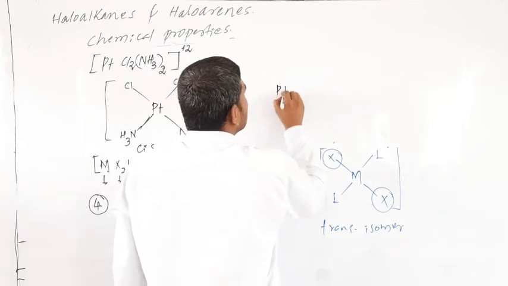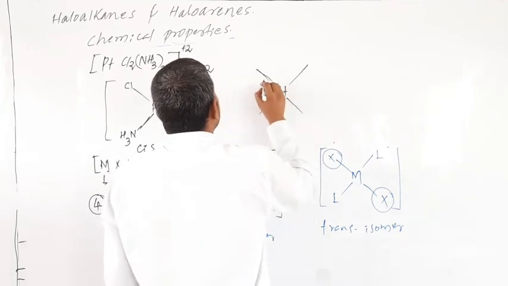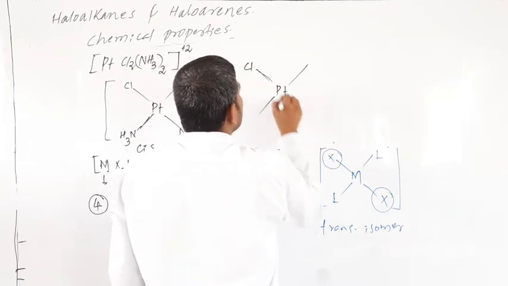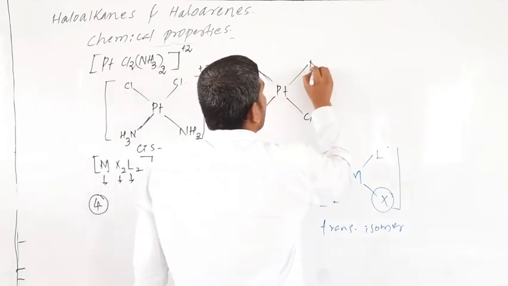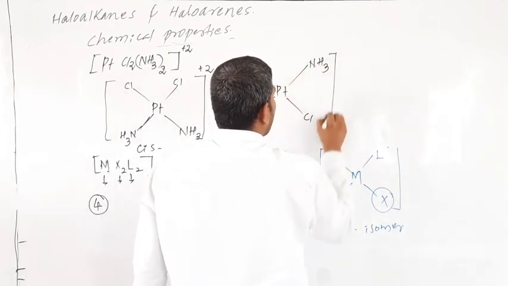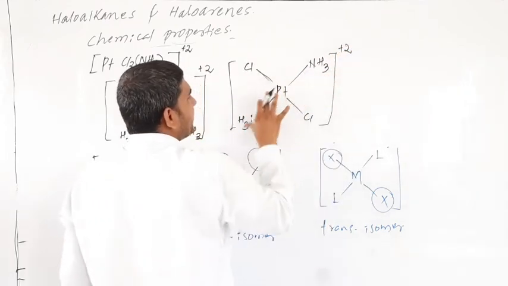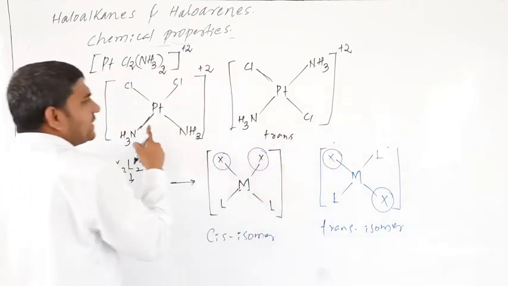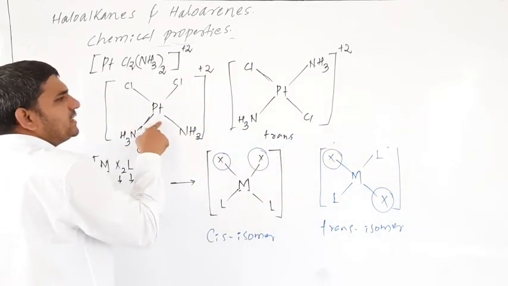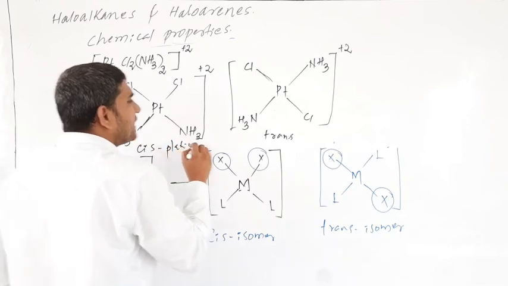And trans, how to write trans? Cl opposite to each other. Over here the ligands are the same, and the ligands are opposite. This is trans. Actually, this is cisplatin. The common name of this compound is cisplatin. And this is transplatin.